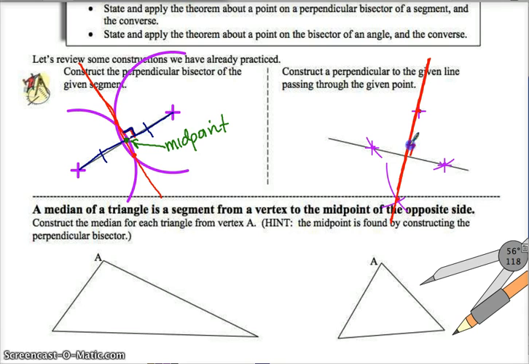So this is just a perpendicular, right? It's a perpendicular through a point not on the line. So is it bisecting this segment? No, it's not. It's just meeting it at a 90-degree angle, perpendicularly.